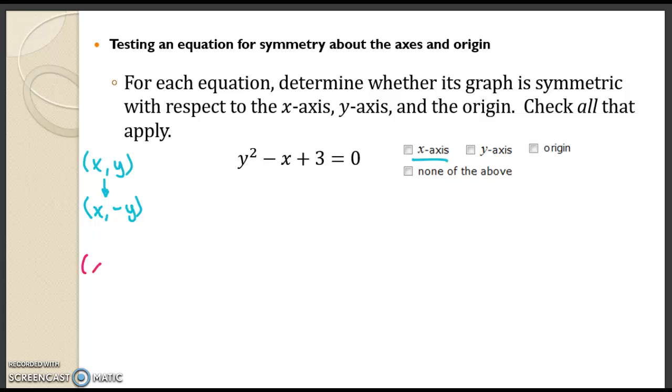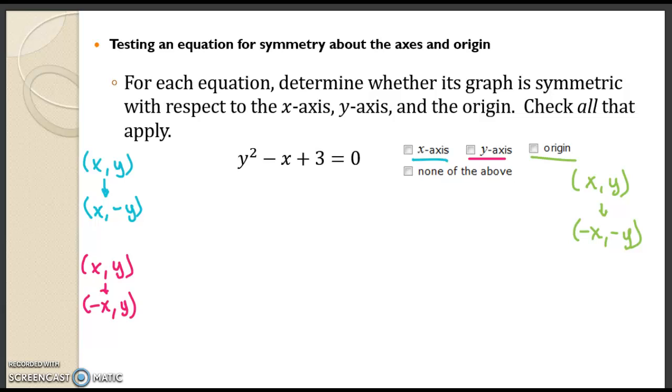If the point (x, y) and (negative x, y) both exist on the graph for every single point, then we have y-axis symmetry. Now, if the point (x, y) exists, that means also the point (negative x, negative y) exists, then we have, you guessed it, origin symmetry.